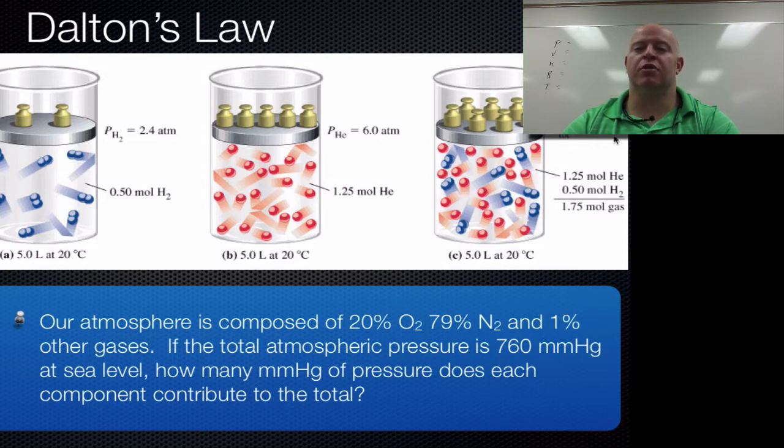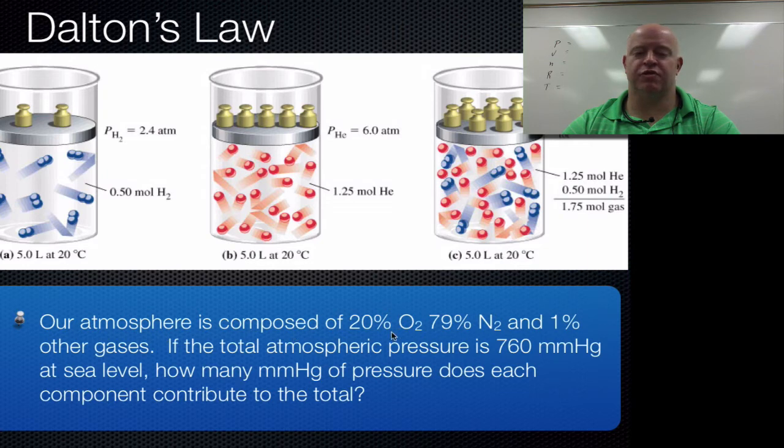However, the pressure would go up to 8.4 atmospheres. If you take the pressure of the hydrogen plus the pressure of the helium, that gives us the pressure of the total system if we keep the temperature and volume the same, obviously. The amount of gas we have in here now would be 1.75 moles. So let's do a quick practice problem.